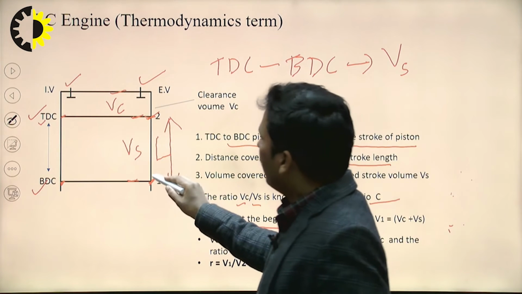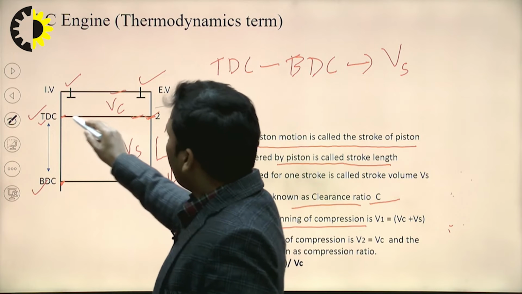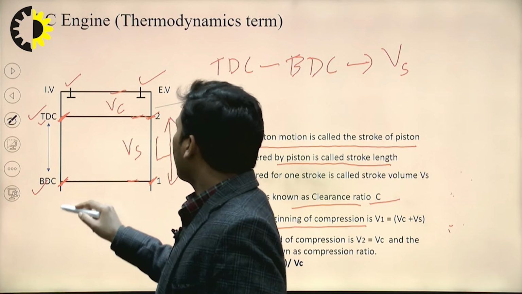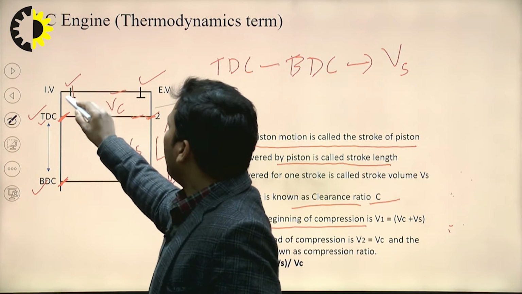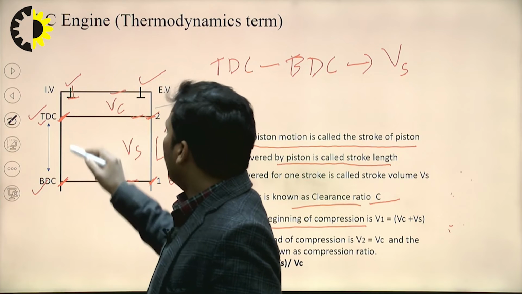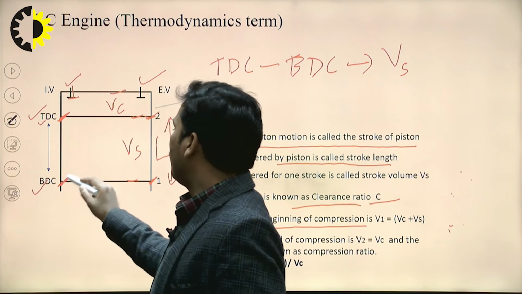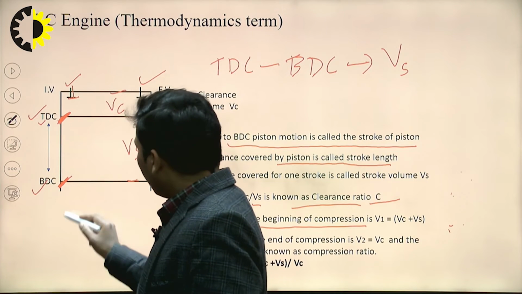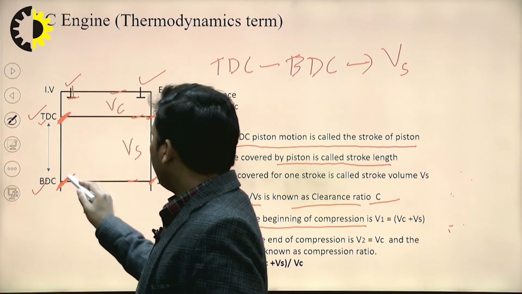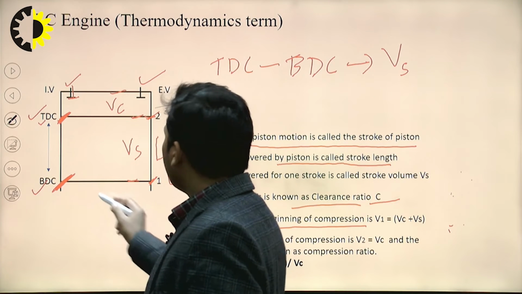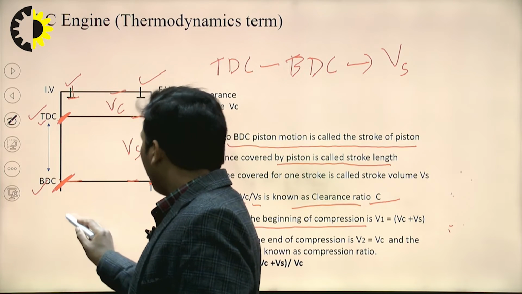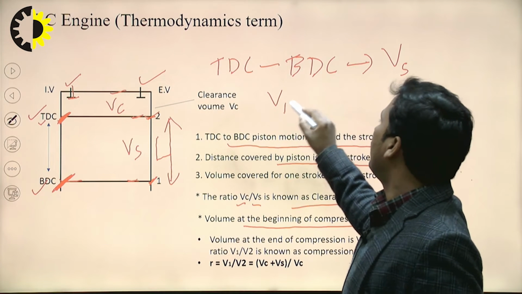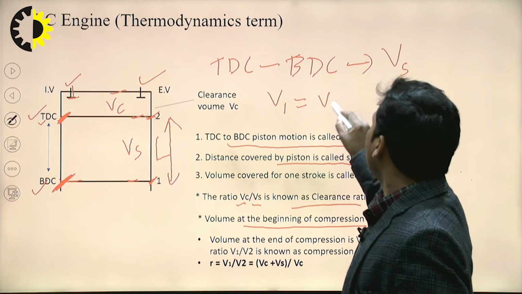And the volume at the beginning of the compression is V1, you can see from here. Basically the piston will move from top dead center to bottom dead center during suction stroke, and then the inlet valve will be closed, the exhaust valve is already closed. During the compression stroke, the piston will move from bottom dead center to top dead center. At the beginning of the compression stroke, the piston is at the bottom dead center. So the volume at the beginning of the compression stroke, V1, will be equal to Vs plus Vc, the total volume.